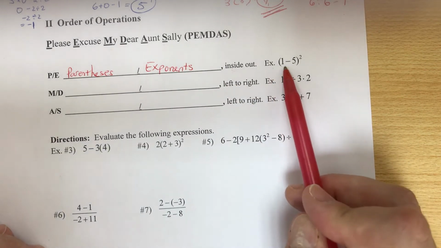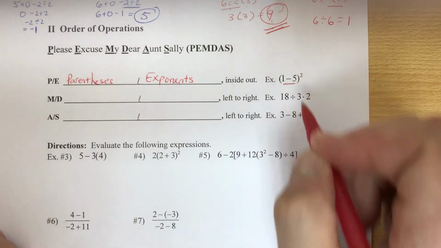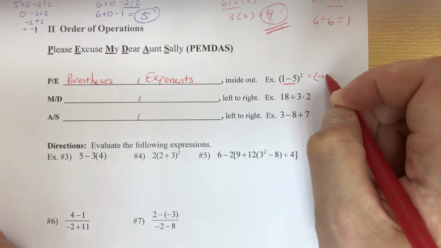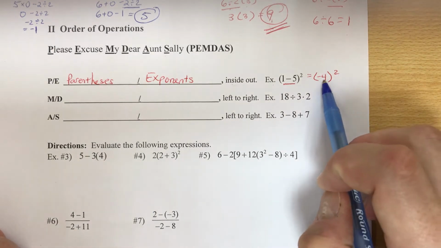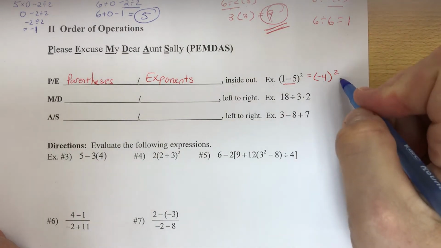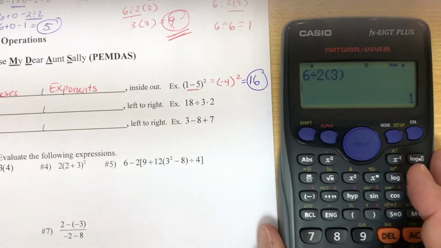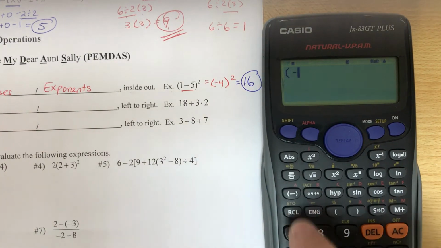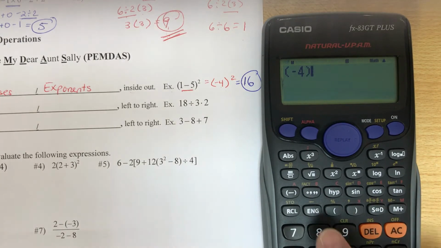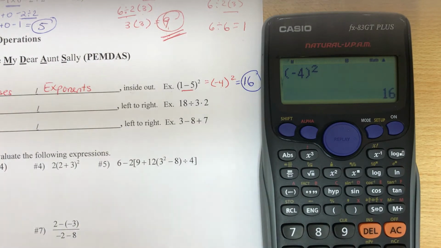So in this example here, 1 minus 5, parentheses squared, we would always do the parentheses first. That would be minus 4. Then we would raise that to the second power. Now this one, there's only one answer. When you square a negative, that's a negative times a negative, so the answer has to be a positive number. If you use a calculator, you must use parentheses. So I would type -4, close parentheses, raise to the second, right there, and that's positive 16.